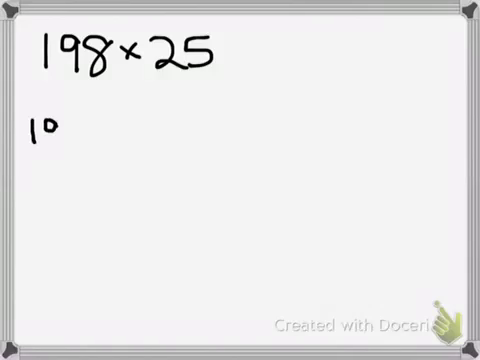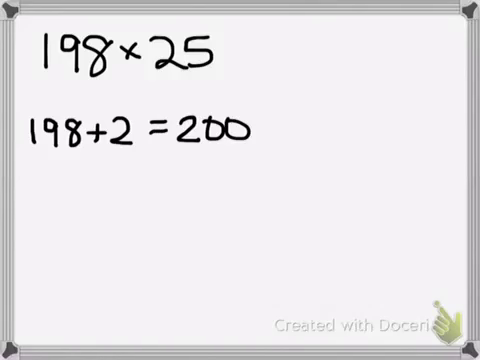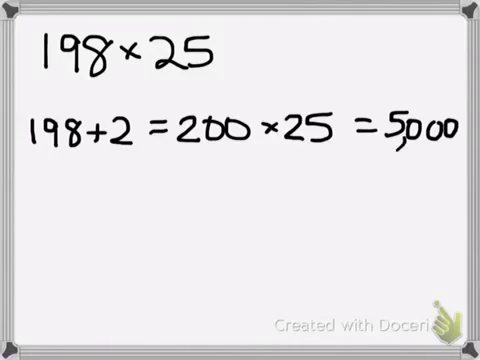So I'm going to take that 198 and I'm going to add 2 to it to make it into my friendly number. Okay, now that I have a friendlier number to work with, I'm going to now multiply this number times 25 instead of the 198. And I can do this in my brain. I know that 25 times 2 is 50, and I know that I have to add those 2 extra zeros to my final product. So that means 200 times 25 got me 5,000.